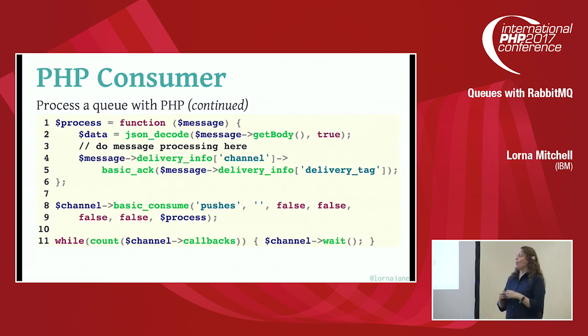So we ask the message for its delivery information. This is like the message ID. And then we ack that, saying, I have successfully processed this message. So that's just a really simple example, and all I'm trying to show you here is it's not that hard from PHP. You very easily would add this into an existing application.